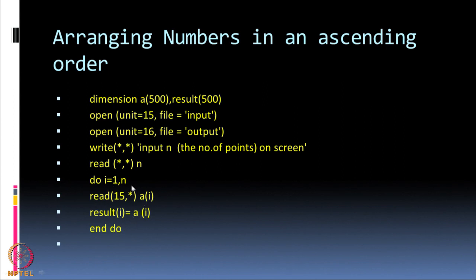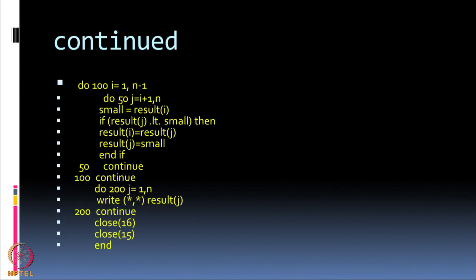End do. So, this do loop reads all the values of A(I) from your file number 15, and in the result variable it puts all the values of A. I am going to work with the result variable and keep A intact, because I do not want to lose the original order. So, I am keeping the information of the original array intact. Now, let us see what the next thing will be: I want to arrange them.